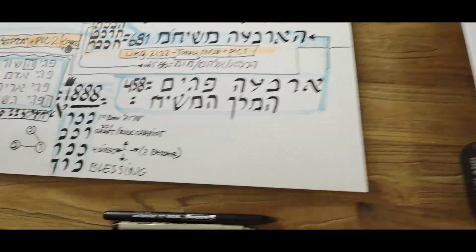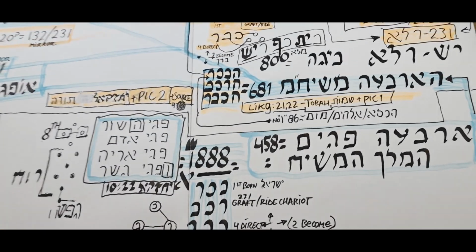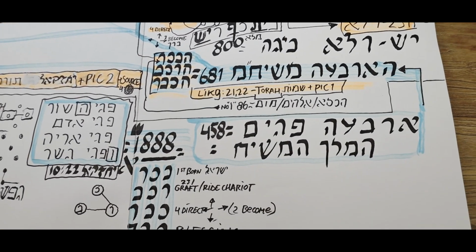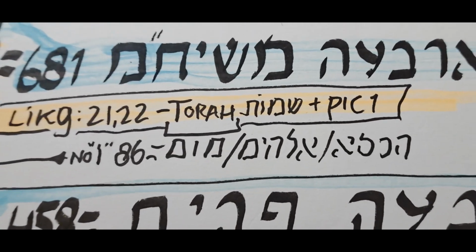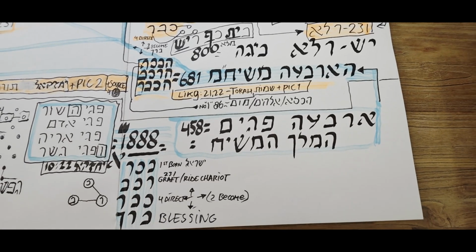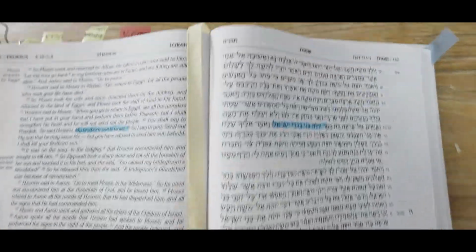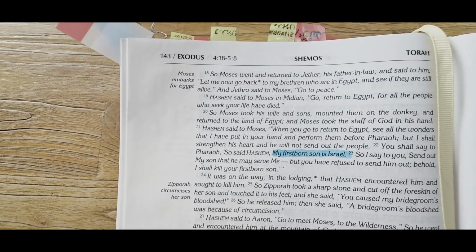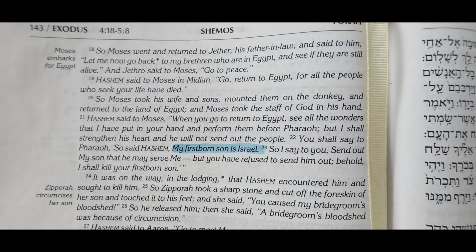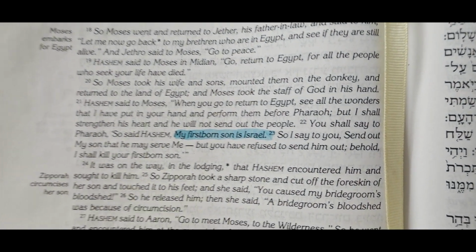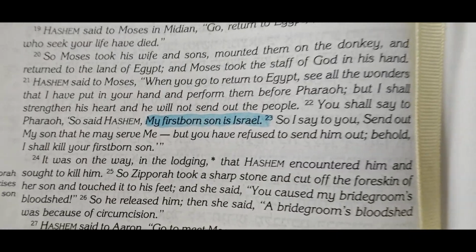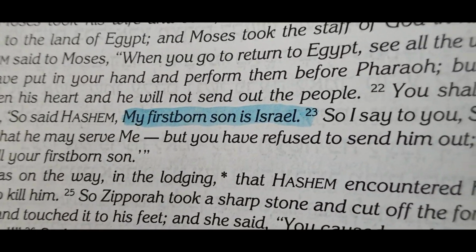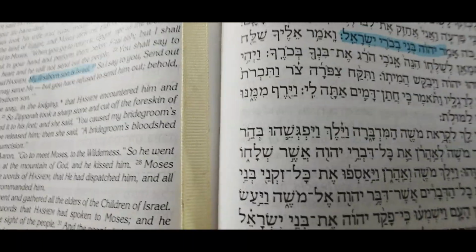Okay, let us proceed here. Next source would be the Torah, Shemot. And it's found in Shemot, Exodus, if that's what you call it, 4, verse 22. You shall say to Paro, so said Hashem, my firstborn is Yisrael.